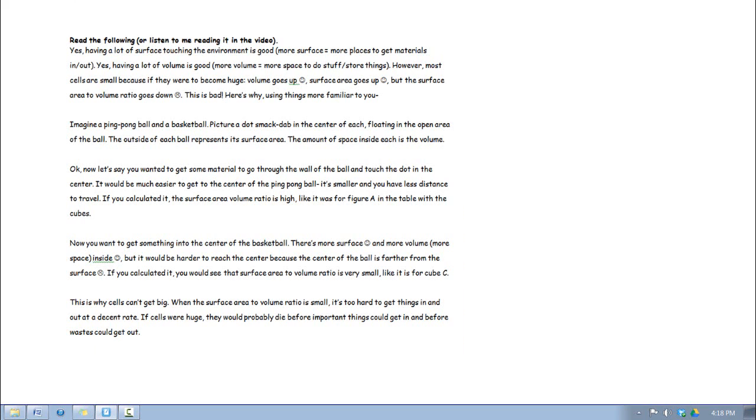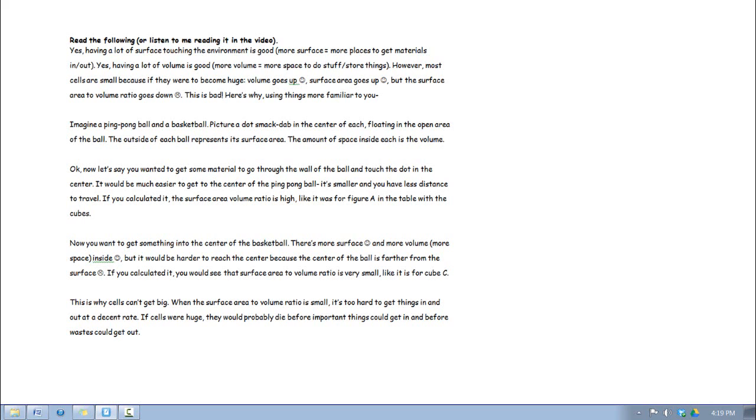Yes, having a lot of surface touching the environment is good. More surface equals more places to get materials in and out. Yes, having a lot of volume is good because more space gives you more places to do stuff and store things. However, most cells are small because if they were to become huge, volume goes up, which is good. Surface area goes up, which is good, but the surface area to volume ratio goes down. This is bad. Here's why, using things more familiar to you.